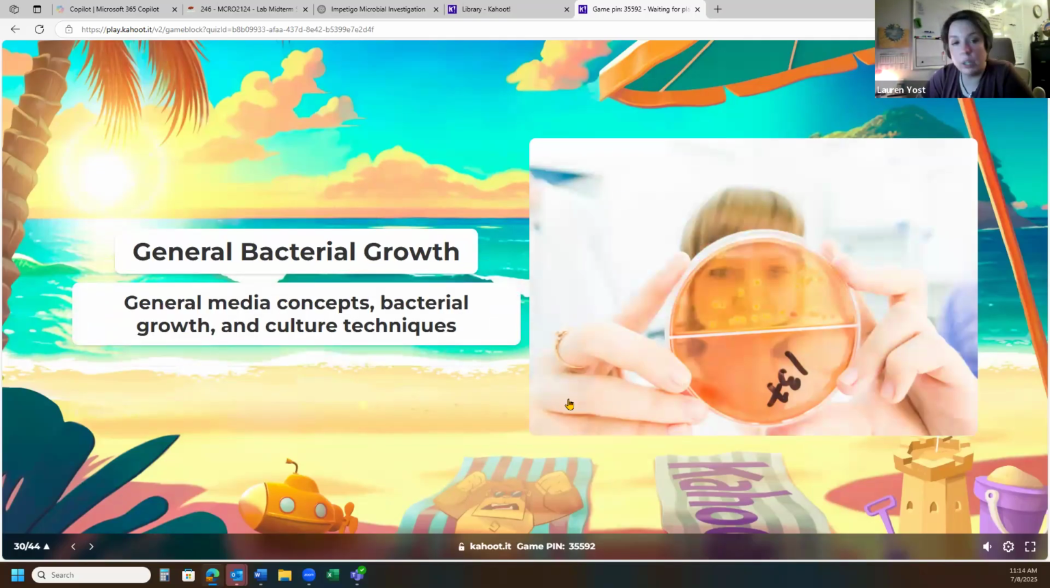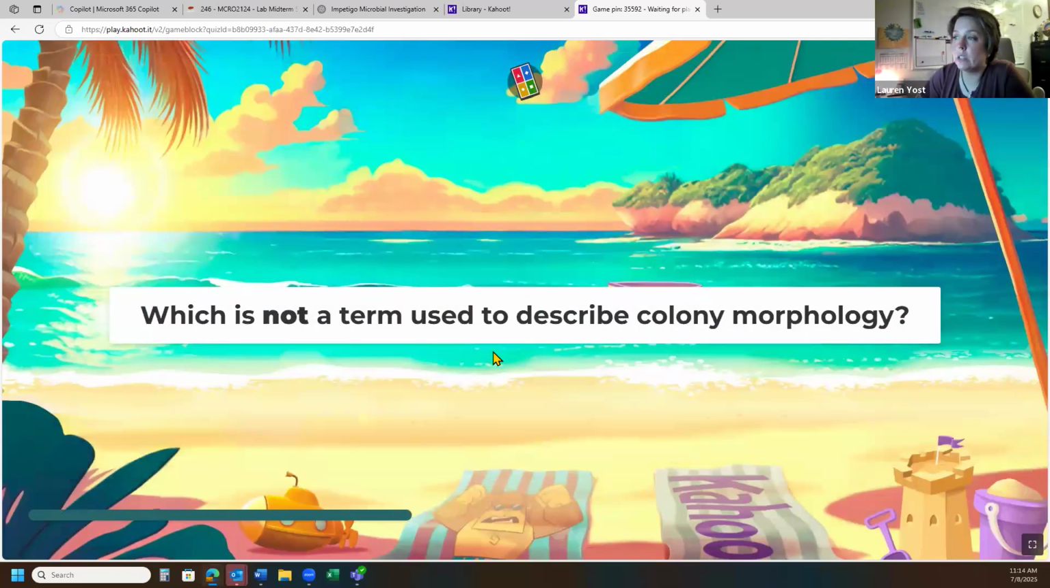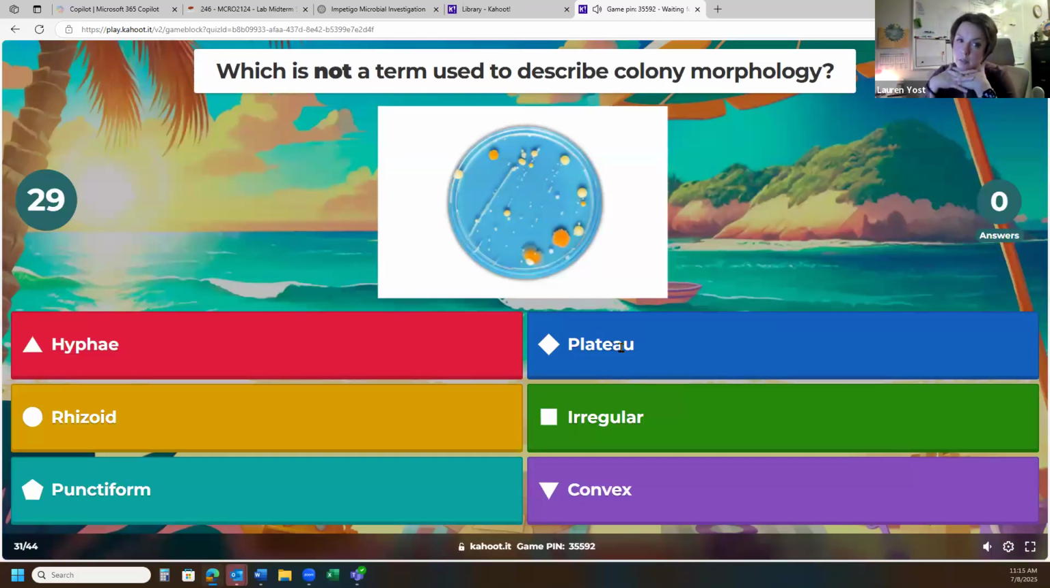All right, bacteria, general bacteria inoculation, growth, isolation, and things like that. Which of the following is not a term used to describe colony morphology? Colony morphology. So remember, colony morphology is what we saw with our naked eye growing on our plates. And so one of these doesn't really have to do with the colony morphology. This one's a tricky one.